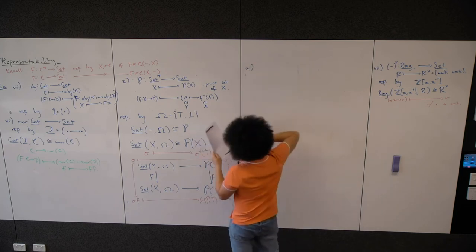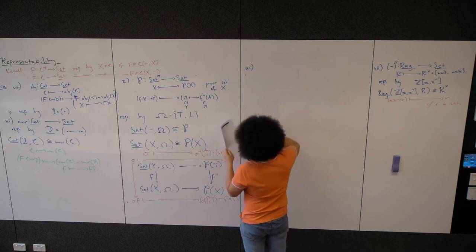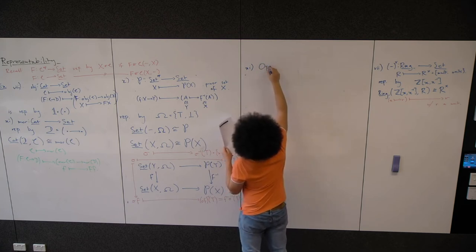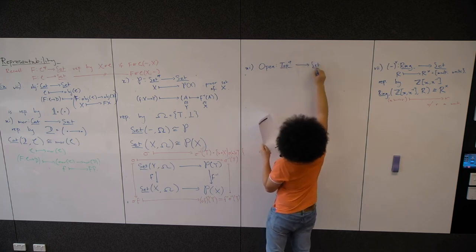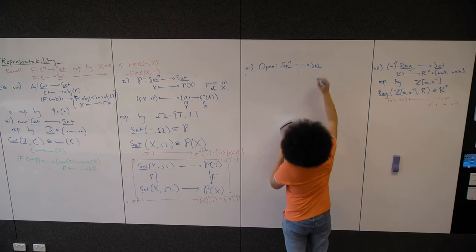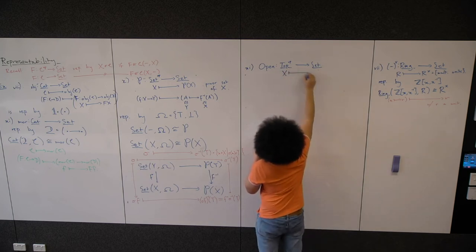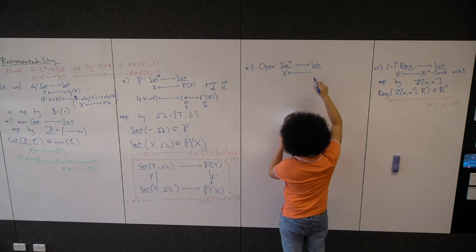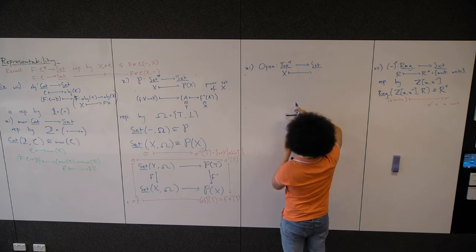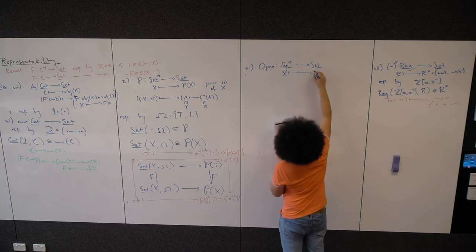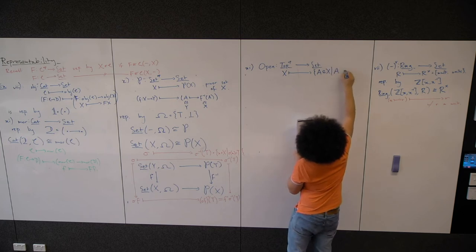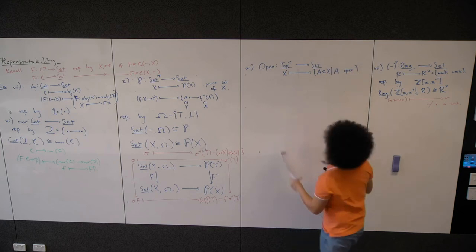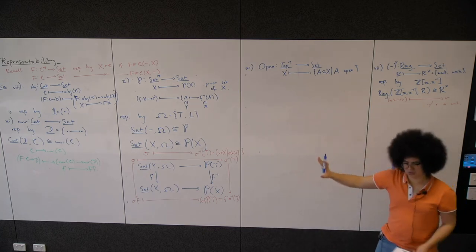So, example 11. We have the functor open, which goes from Top^op to Set. And what does this do? It takes a topological space X and sends it to the set of subsets of X that are open. So it just takes a topological space and sends it to its set of open sets.